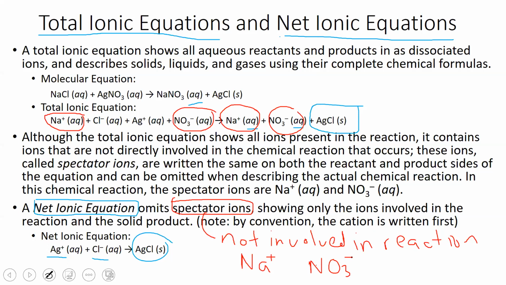Okay, so those are the three ways that we can write out a chemical equation for a precipitation reaction. We have the molecular equation, which just shows everything as chemical compounds using the whole molecular formula. Then we have the total ionic equation, which shows all of the different components of the reactants and the products as they exist in solution. And then you have the net ionic equation, which by itself describes the reaction.